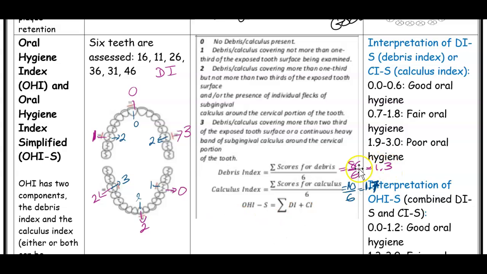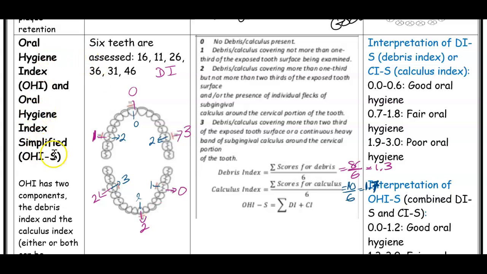So what does this mean? Well, when you look at the debris index, 1.3 falls under this range here, so it is considered fair. And when you look at the calculus index, you got 1.7. 1.7 also falls under this, so we got fair. So this person has fair oral hygiene. That's what you can say when you do the OHI.